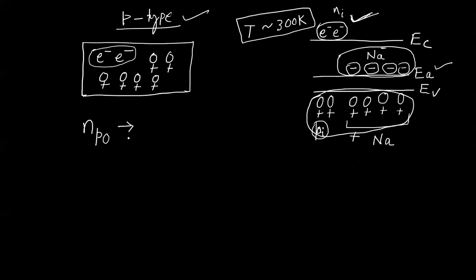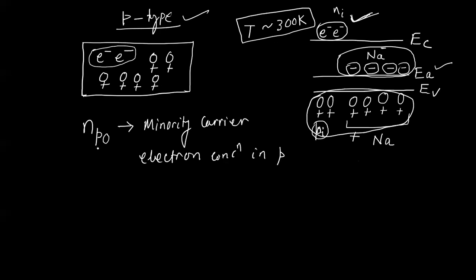So np0 is the minority carrier electron concentration in p region. In the p region, in thermal equilibrium, this 0 always gives you thermal equilibrium. So we can write this notation this way. Okay, so np0 we wrote, right?